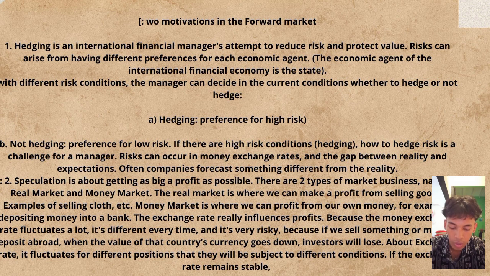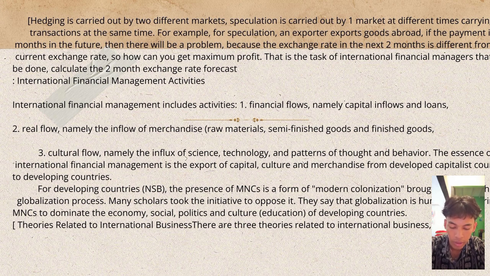Risks can occur in money exchange rates and the gap between reality and expectation. Often companies forecast something different from the reality. Number two, speculation is about getting as big a profit as possible. There are two types of markets to do business in, namely the real market and the money market. In the real market, we can make a profit from selling goods, for example selling clothes and others. The money market is where we can grow our own money, for example depositing money into a bank.